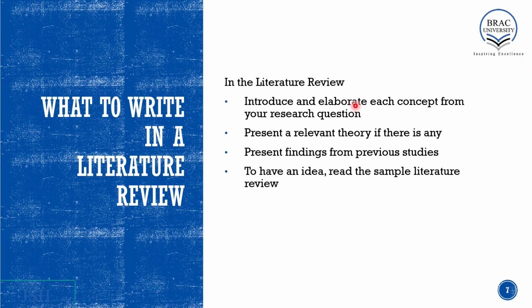So in a literature review, we can introduce or elaborate each concept from our research question. Whatever our research question is, we can take the main concepts from there and explain all of these main concepts in our literature review. Second, present a relevant theory if there is any. So for example, if we are writing a research proposal on SWOT analysis, then obviously there is a theory related to that. So we can explain that theory.